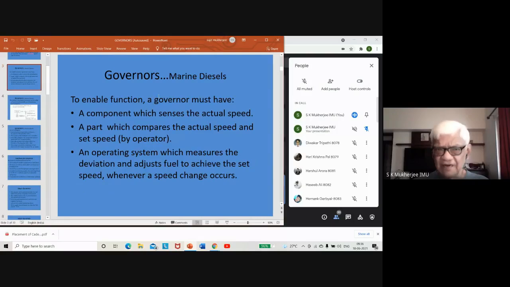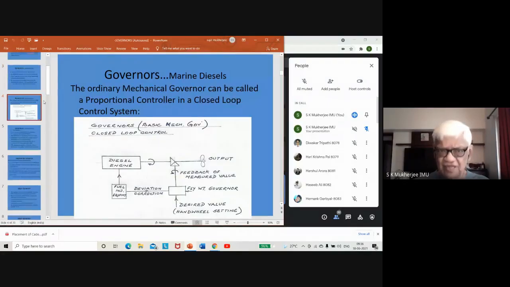To enable its function, a governor must have a component which senses the actual speed and a part which compares the actual speed and the set speed. In other words, what the engine is running with and what the engineer wants. There are two different values. Like here, this diagram explains it all. The ordinary mechanical governor can be called a proportional controller in a closed loop control system. This is what is called a closed loop. That means within the circle.